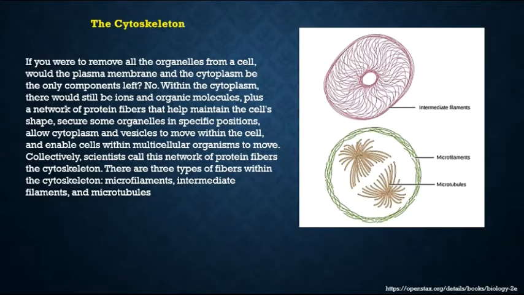The next part is the cytoskeleton. We have already described in the previous lecture that the cytosol is jelly-like or semi-solid-like due to the cytoskeleton proteins. So if you were to remove all the organelles from a cell, would the plasma membrane and cytoplasm be the only components? No. There would be ions, organic molecules, and a network of protein fibers that help maintain cell shape, secure organelles in specific positions, and allow them to move. Collectively, these are called the cytoskeleton: microfilaments, microtubules, and intermediate filaments.